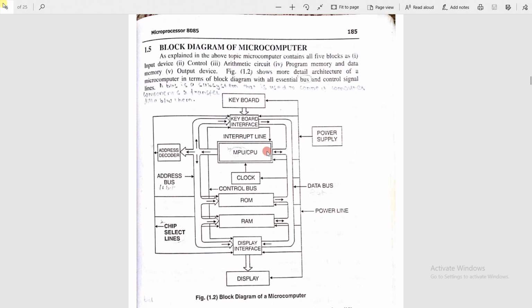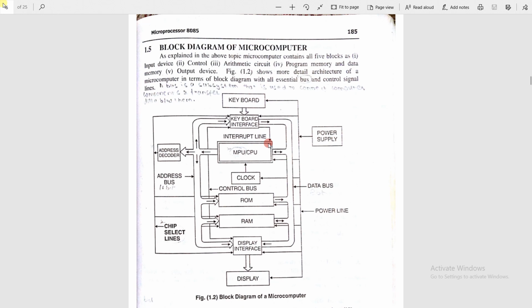After storing the program or instruction and data in the keyboard interface, it tells the CPU through a special signal line, which is the interrupt line. Can you see? This line is the interrupt line. The keyboard will send interrupt signals to the microprocessor.